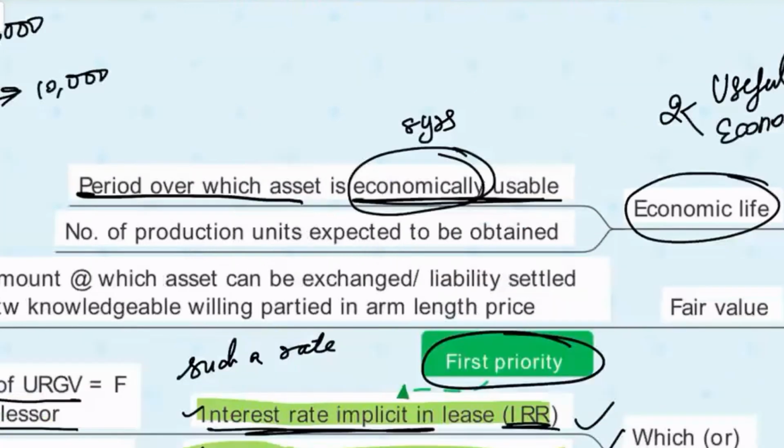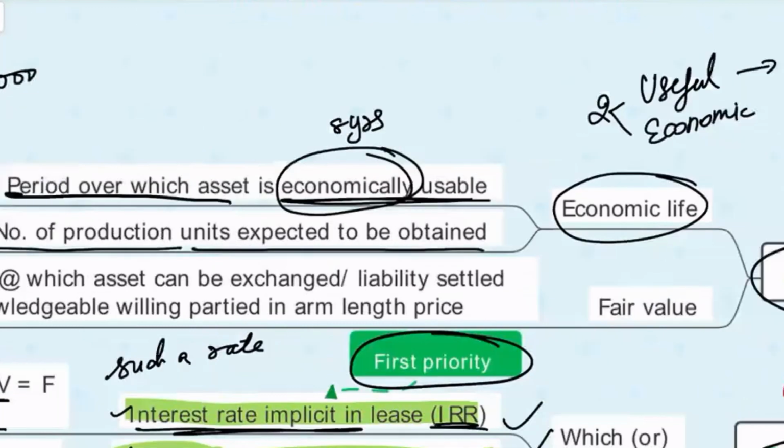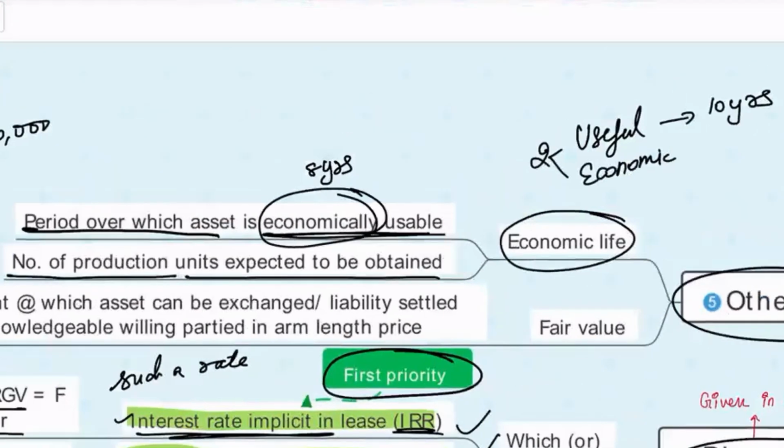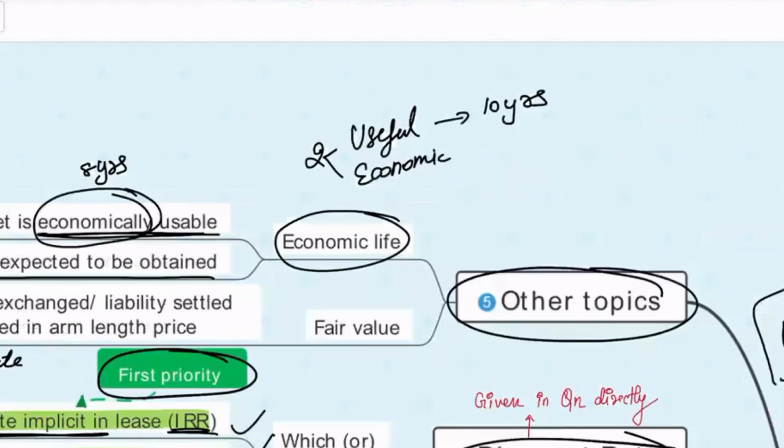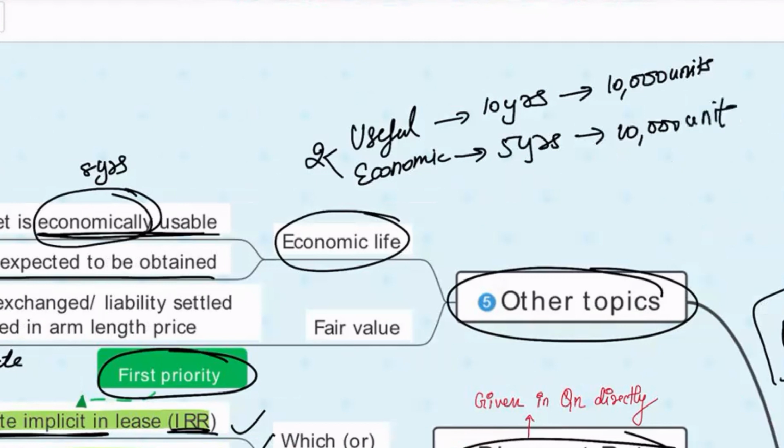Okay. Another example of it is number of production units expected to be obtained. So here what they are telling is that suppose the useful life of the asset might be 10 years. And they might tell you that in these 10 years, you can generate 10,000 units of output from the machine. But what you have done is in 5 years itself, you have generated 10,000 units of output from it. The maximum output the machine could produce, you have overused it and reduced it in 5 years itself. Then in such case, economic life will here be just 5 years only.